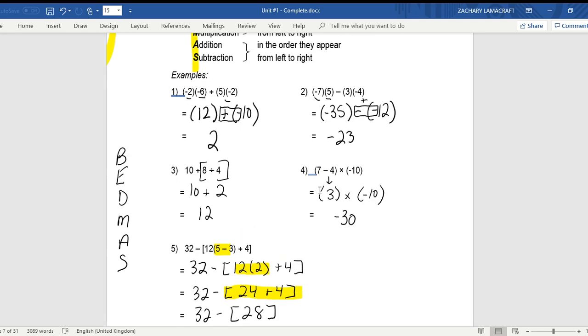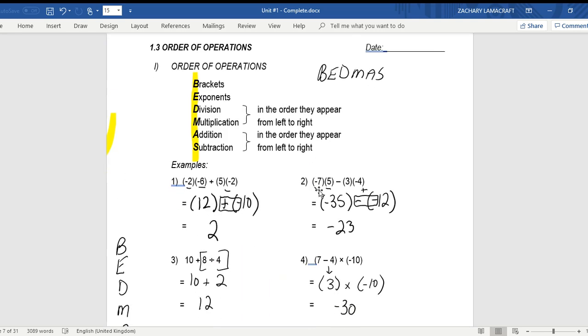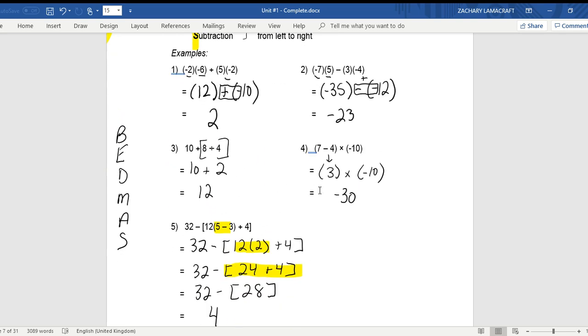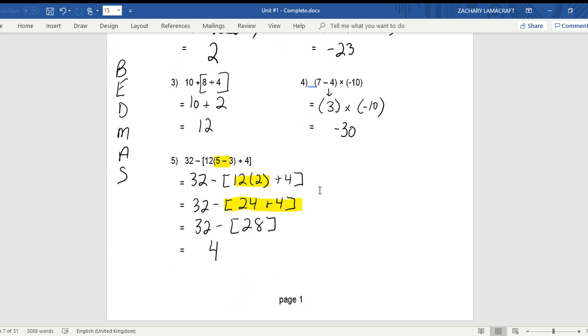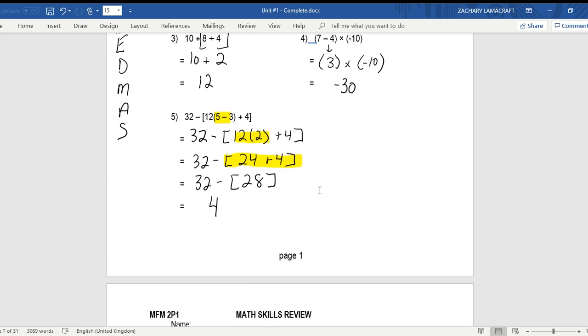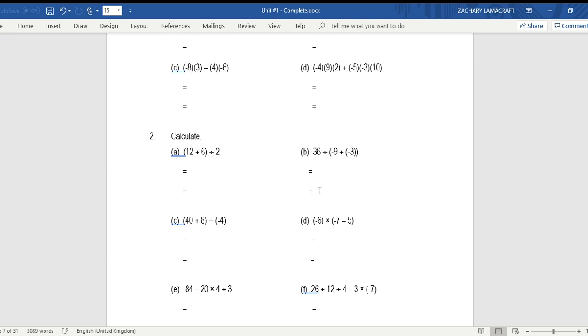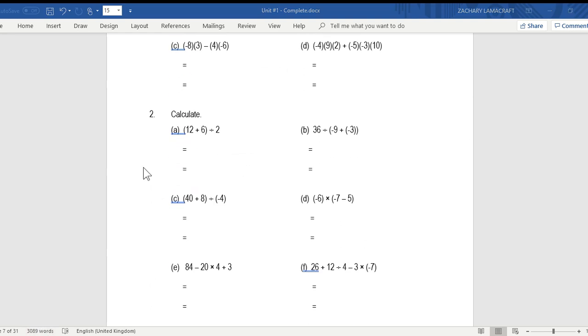So this is just some simple refreshers on the order of operations and specifically BEDMAS. We've gone through multiple examples, and now it's for you guys to work on that 1.3 assigned work on the order of operations.